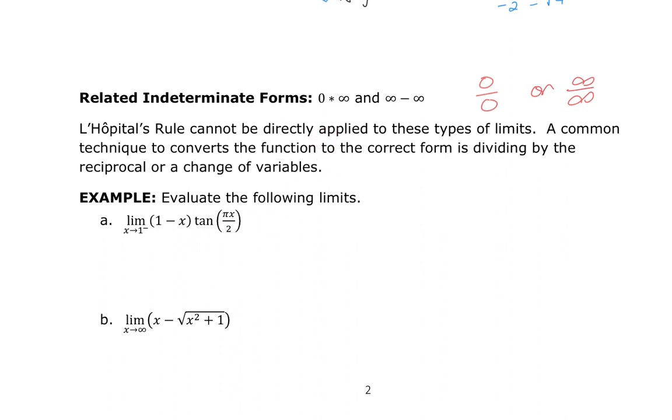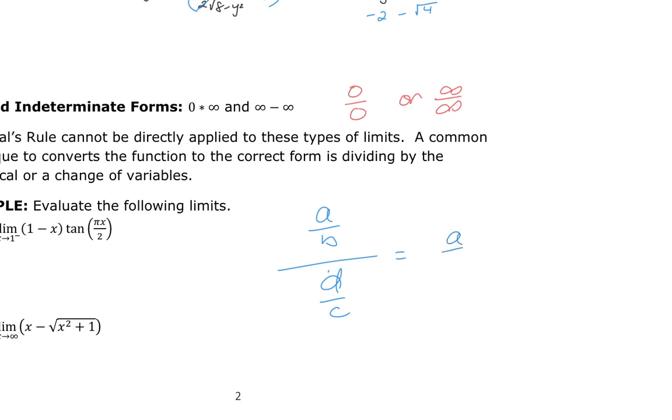Now, this is going to be a side note, and then I'm going to erase this. If I have a over b divided by c over d, then this is going to be a over b multiplied by d over c. Notice how division of fractions means that we multiply the numerator fraction by the reciprocal of the denominator fraction, and you're thinking, what does that have to do with what I'm doing here?